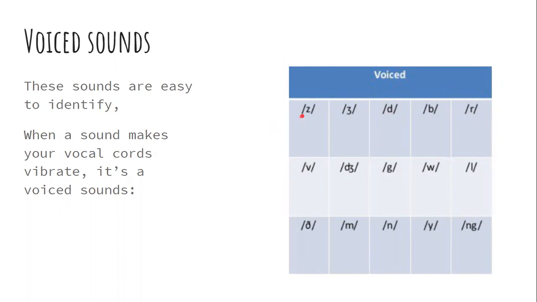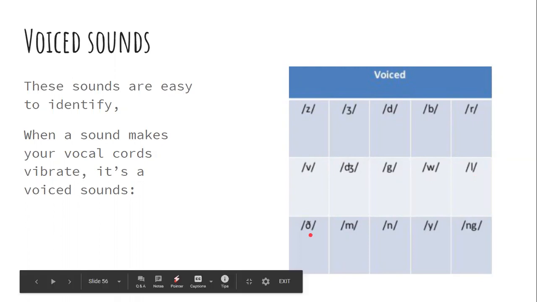So for example, an easy exercise is when you say the sound, your vocal cords here, they should vibrate. Let's do it. Z, z, vibration. J, j, j, vibration. D, d, vibration. B, b, b, vibration. V, v, vibration. G, g, vibration. W, w, L, L. Este es the, M, N, ng, vibration.